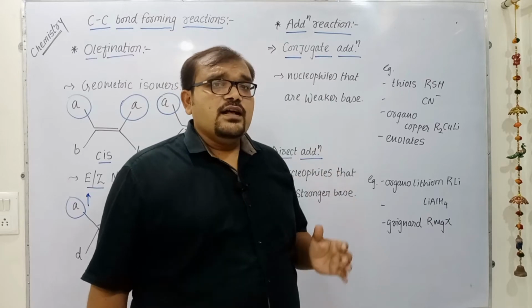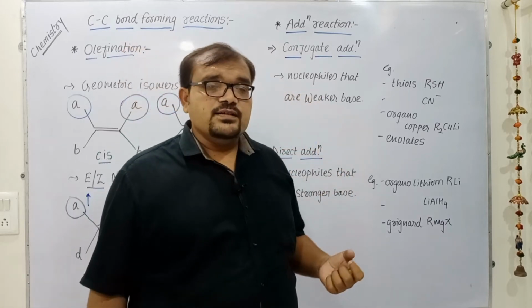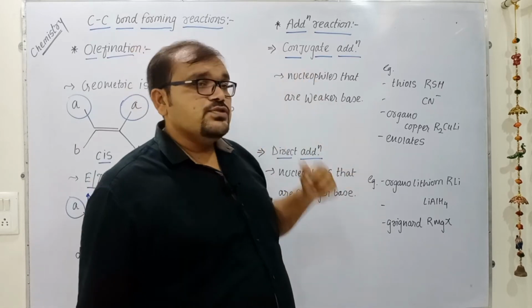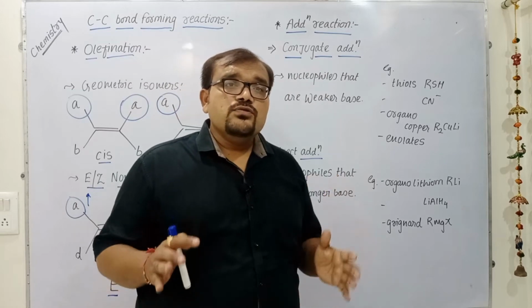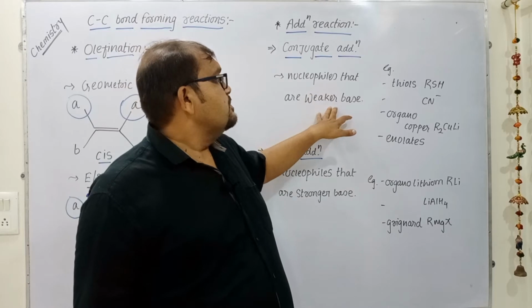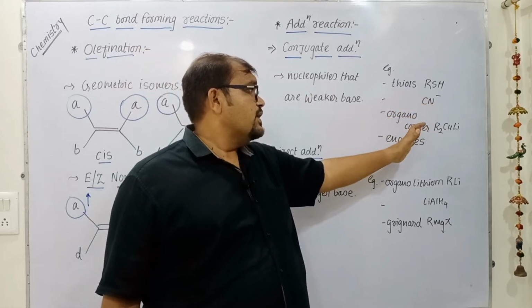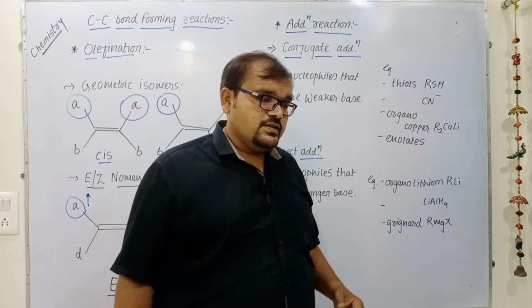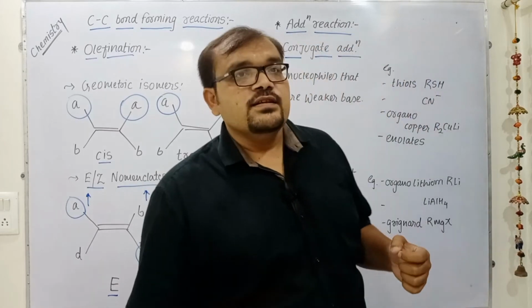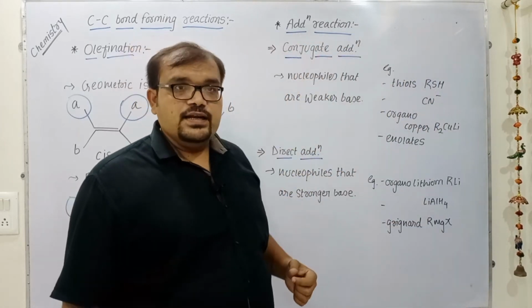Addition that occurs with nucleophiles that are weaker bases, right? Then such addition reaction is known as conjugate addition. And we should also know the examples of those weaker bases: thiol, cyanide, organocopper and enolates. These are the examples of weaker bases which act as nucleophiles to give conjugate addition.